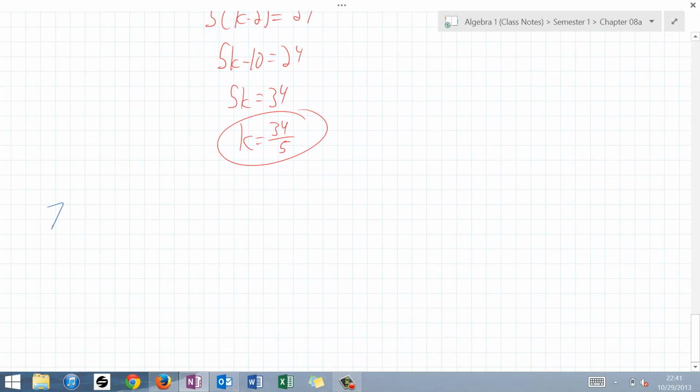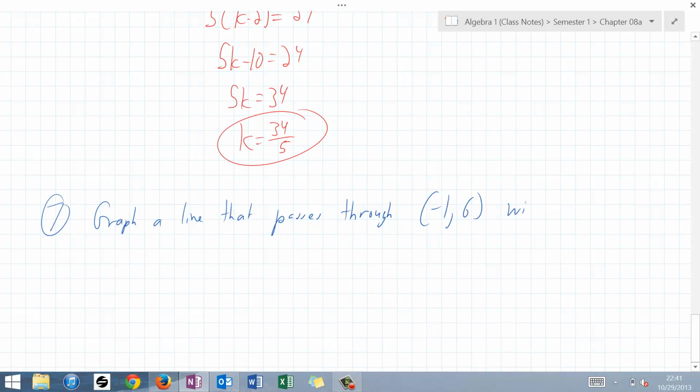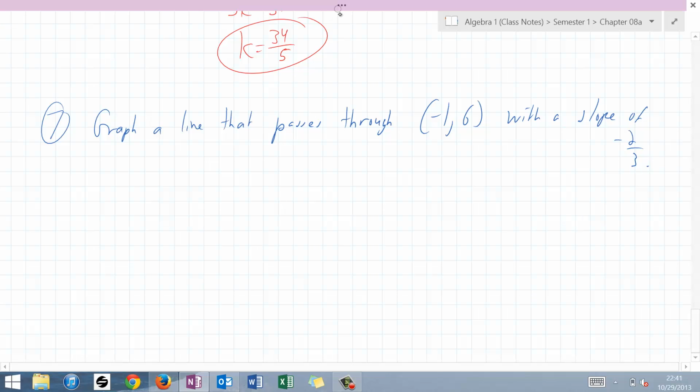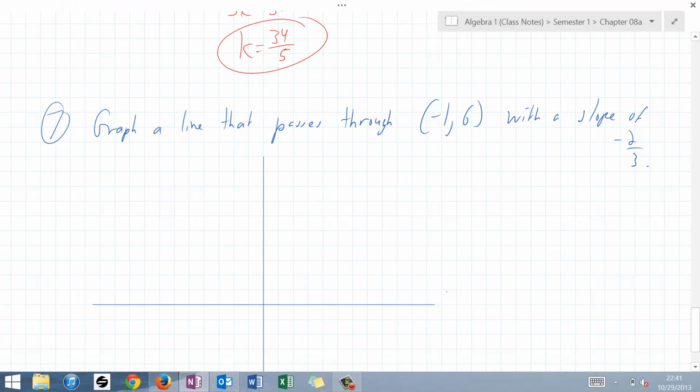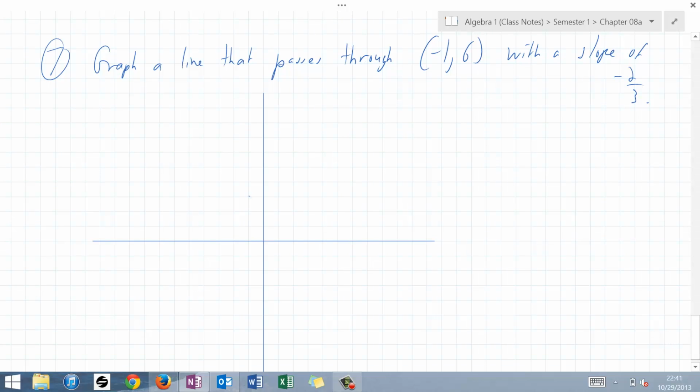Let's try graph 1. I want you to graph a line that passes through (-1, 6) with a slope of negative 2 thirds. I'm just going to draw a little grid here, and we're going to sketch the point (-1, 6). Now, negative 2 thirds is a negative slope, which means that it's downhill, like this. A positive slope is uphill, negative slope is downhill.